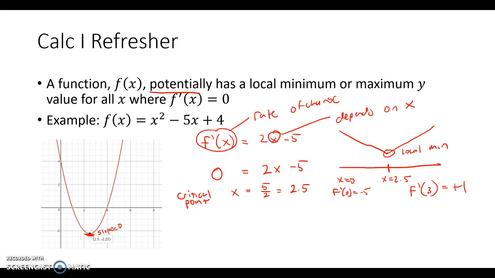Now that's in fact a global minimum, because that's on a parabola, and the smallest point is the vertex. So I've located the global minimum, but we always call it the local minimum until we have some way of verifying that it's the absolute minimum, or global minimum. Absolute and global mean the same thing. So that's the idea with Calc 1: we locate these critical points, and we check on the left and right of the critical point to see what the rate of change is.